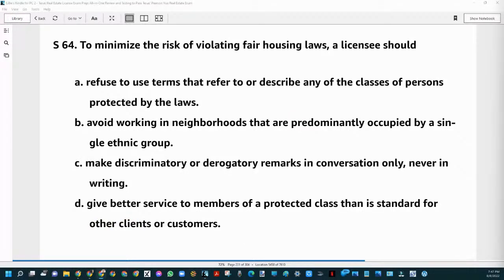To minimize the risk of violating fair housing laws, a licensee should do what? A, refuse to use terms that refer to or describe any of the classes of persons protected by the law. B, avoid working in neighborhoods that are predominantly occupied by single ethnic groups. C, make discriminatory or derogatory remarks in conversations only, never in writing. Or D, give better service to members of a protected class than is standard for other clients or customers. So to minimize the risk of violating fair housing law, licensees should do what?